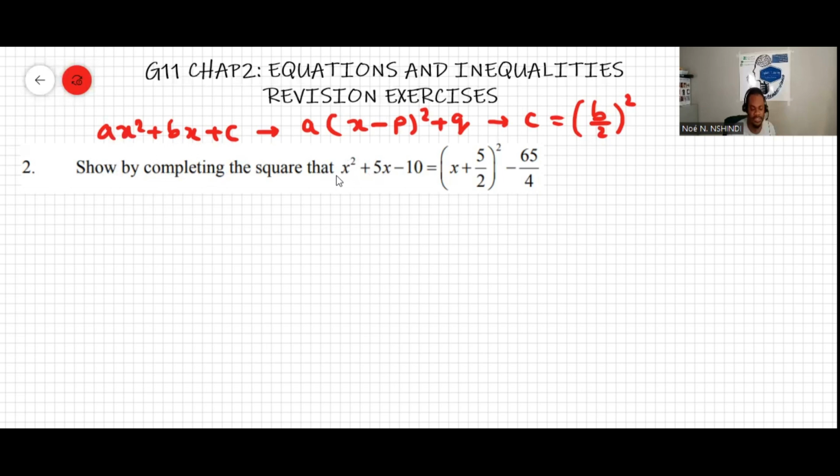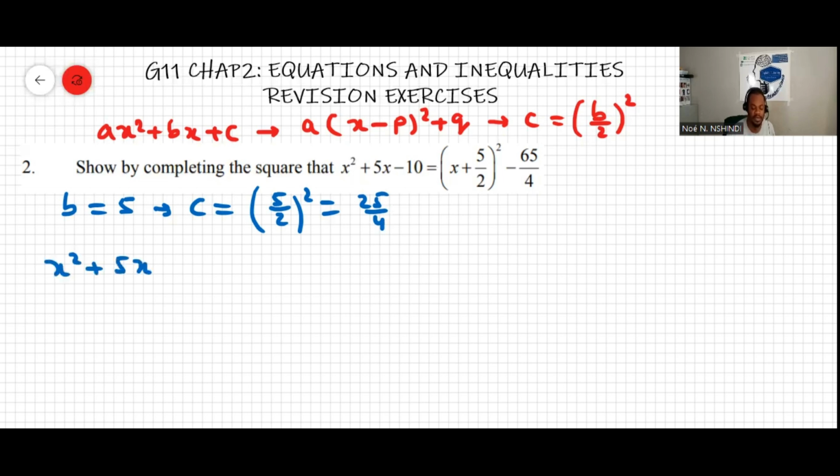So in this case, a is already 1. I'm going to look at the value of b. We can see that b here is 5. So c will be equal to (5 over 2) to the power of 2, which is 25 over 4. Then I am going to write x squared plus 5x, and instead of writing 10, I'm going to write plus (5 over 2) to the power of 2 there.